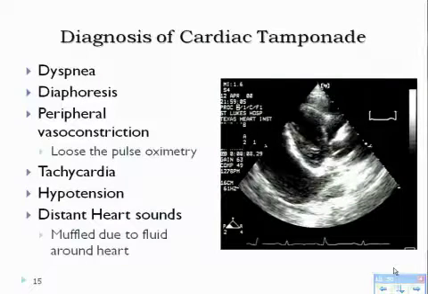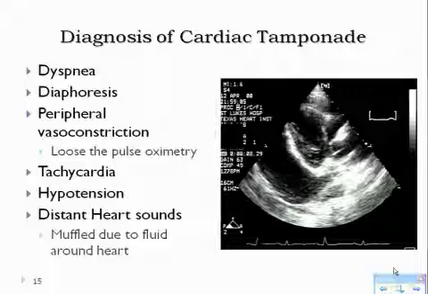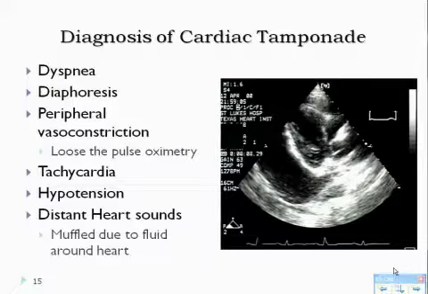Tamponade, how you diagnose it: usually the person is dyspneic, not because they have wet lungs, but because they don't have any blood flow to their lungs. Okay? So they become hypoxic, and they also develop increasing workload of breathing. Peripheral vasoconstriction is pretty impressive, they will actually lose pulse oximetry, so your hands are usually ice cold. You get tachycardia, hypotension, and you have distant heart sounds, which are muffled due to the fluid around the heart. This is an echo showing you the actual heart, and this is the pericardium.